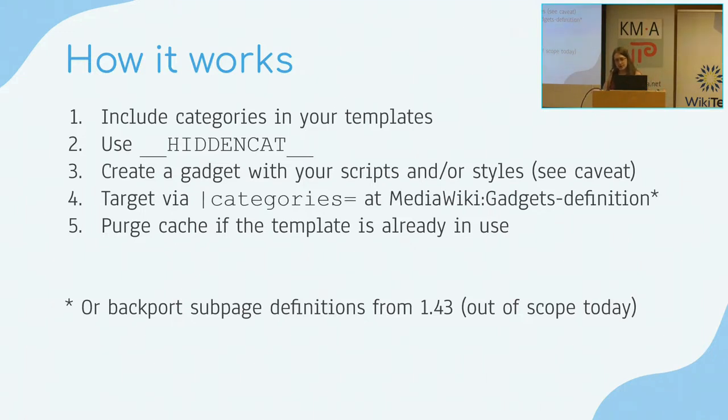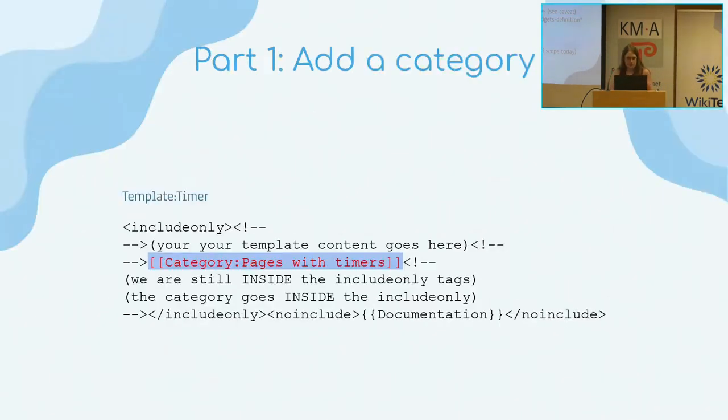And this you would do at MediaWiki:Gadgets-definition. Remember, plural gadgets, singular definition, Gadgets-definition. All of this is going to change a little bit in terms of where you define stuff, starting with 143 and gadget subpages, but that's a bit out of scope for today because I didn't sign up for a talk on time. And then you may have to purge the cache of all of your pages if you are newly adding this code separation. So part one is to add a category.